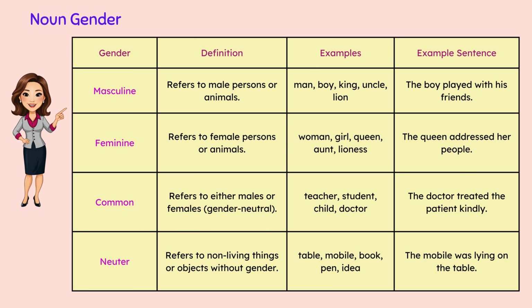Common gender. Common nouns refer to either males or females. They are gender neutral. For example, teacher, student, child, doctor. Sentence, the doctor treated the patient kindly. Neuter gender. Neuter nouns refer to non-living things or objects without any gender. For example, table, mobile, book, pen, idea. Sentence, the mobile was lying on the table. These four categories help us understand how gender is expressed in English nouns.